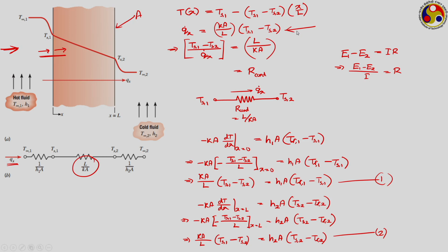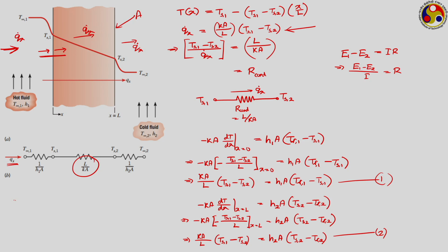This term is the rate of heat conduction, which is also logical, because whatever amount of heat gets transmitted from the hot fluid, the same amount of heat under steady state will be flowing to the other face of the wall, and then the same amount of heat will be passing on to the cold fluid. That is, this q dot x remains the same as we are talking about a simple 1D heat conduction and also under steady state.